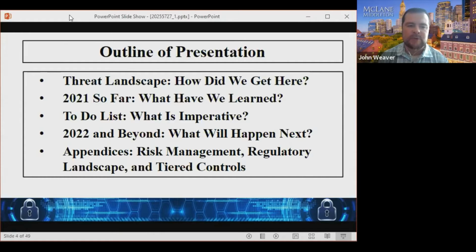From there, we'll go into 2022 and beyond, what we think will happen next. And then that's where we'll wrap up and take questions. But I do want to draw your attention to the appendices that are at the bottom. The vast majority of the slides that you're going to receive in the PDF are taken up by appendices. These are a more detailed look at the process of risk management as opposed to just the to-do list.